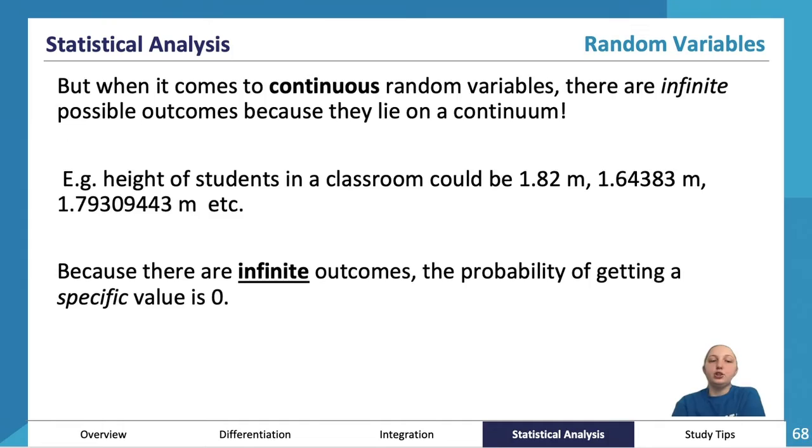In year 12, we start to think about continuous random variables and how there can be an infinite possible number of outcomes because they lie in a continuum. Like I said, if we had the proper equipment, heights of students in a classroom could be 1.82 meters, could be 1.64383 meters, could be 1.7930944 meters, etc. You could have an infinite number of heights. Because there are infinite outcomes, it's hard to estimate probability, and the probability of getting a specific value is going to be 0 because there's an infinite number of values you could pick.